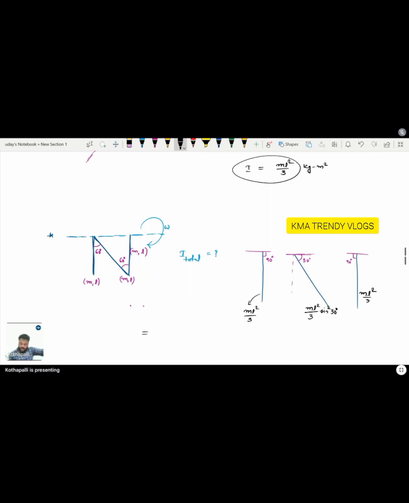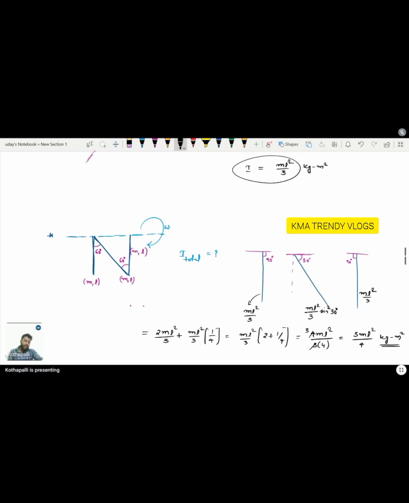Now the total moment of inertia is 2 ml square by 3 plus ml square by 3 sine square 30, which is 1 by 4. Now take ml square by 3 out of 2 plus 1 by 4. So it is 9 ml square by 3 into 4, where 3 will cancel 3 times. It is 3 ml square by 4 kg meter square.